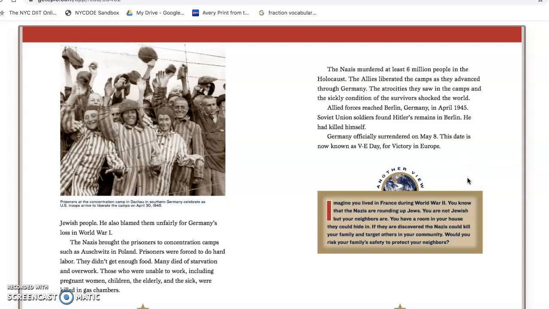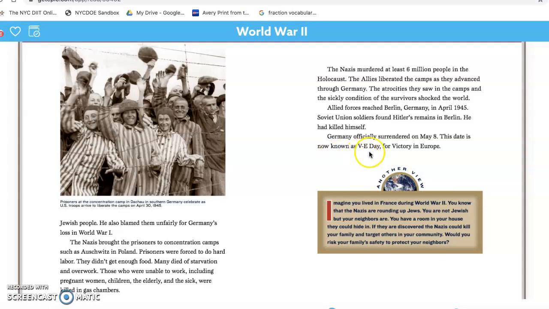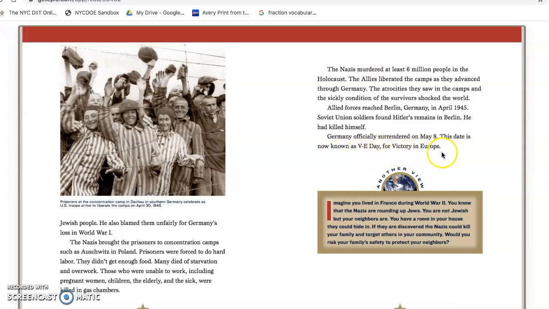Allied forces reached Berlin, Germany in April of 1945. Soviet Union soldiers found Hitler's remains in Berlin. He had killed himself. Germany officially surrendered on May 8. This date is now known as VE Day, for Victory in Europe.